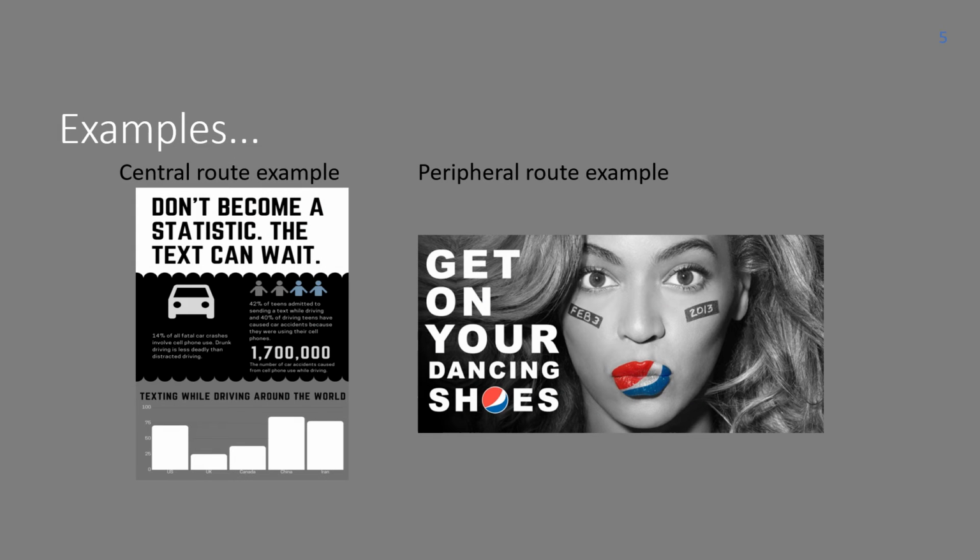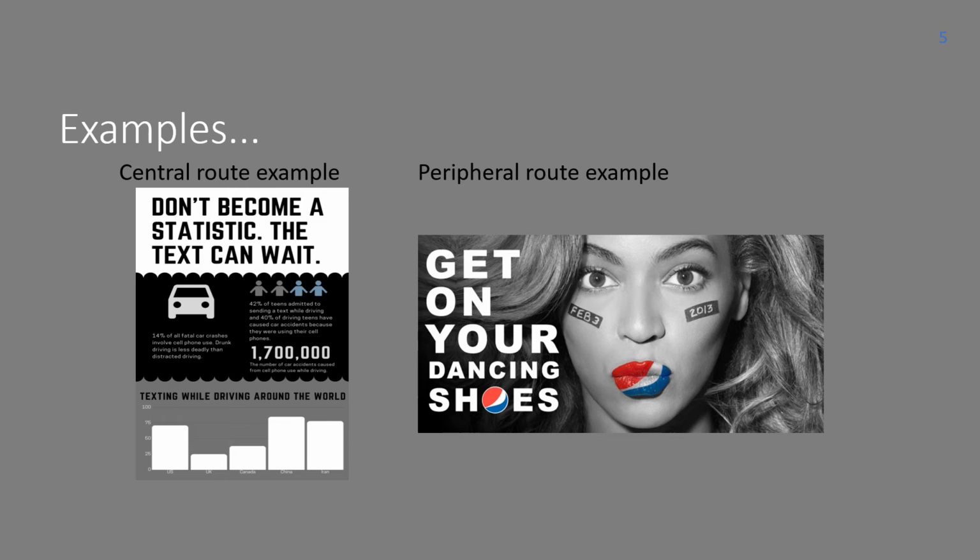If I'm giving you a message about texting and driving, I can give you data and facts, and you might see this kind of thing in a public announcement. Another example is the peripheral route message that you see here with Beyonce. In this example, there's not a lot of information. There's just a celebrity, Beyonce, and there's a Pepsi logo, but there's not an actual Pepsi in this ad. That's all that you need. So when you're looking at advertisements, pay attention to how the advertiser is trying to persuade you. Is it central or is it peripheral?